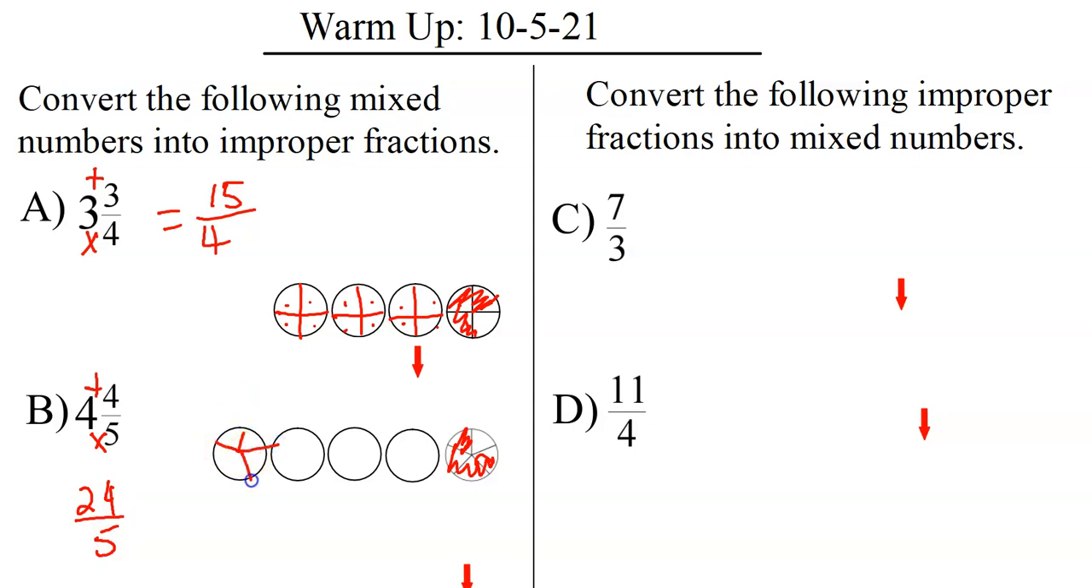And the picture that matches it, it's not easy to do fifths in circles. 1, 2, 3, 4, 5. So you basically make 5 little sections here. 1, 2, 3, 4, 5. Not doing a very good job, but I'm just showing you basically the reason why I don't like circles for fifths: it's hard to make fifths. Okay, now I have improper to mixed. So I'm trying to figure out how many times 3 goes into 7.